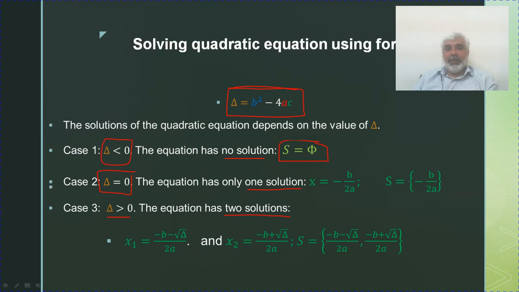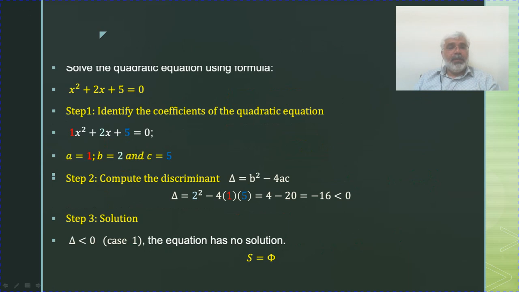Let's have another example. x squared plus 2x plus 5 equals 0. Is it written in the general form? Yes, it is written in the general form. So start identifying a, b, and c. Obviously, a equals 1, b equals 2, and c equals 5.